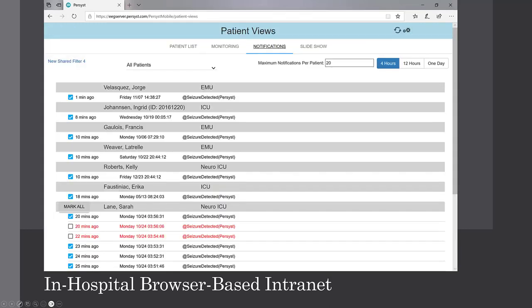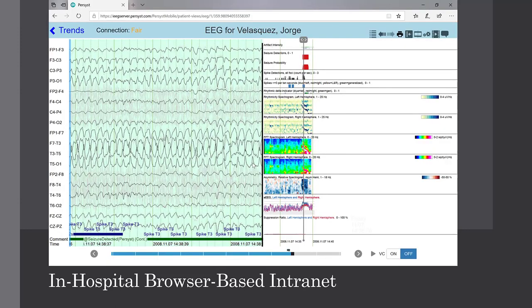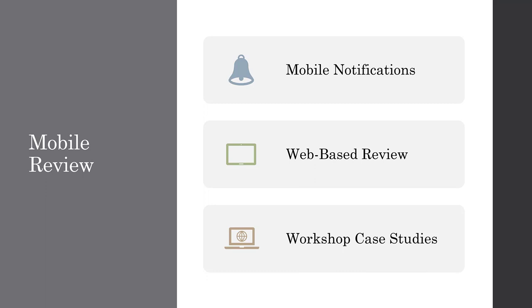So that can be used on an in-hospital browser-based intranet, thin client. You don't have to install anything other than a web browser and have authentication to be able to see this. That's set up with IT. But you can also extend the functionality of this through secure methods. And there's different ways to do that that can work with the hospital's infrastructure.